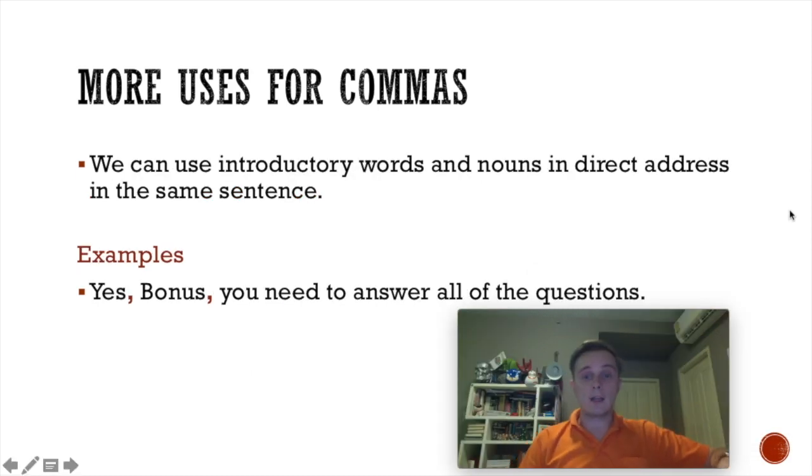As well, we can use introductory words and nouns in direct address in the same sentence. So if I'm speaking to Bonus and I say, yes, Bonus, you need to answer all of the questions, I would have a comma after the introductory word, and I would have a comma after Bonus's name.